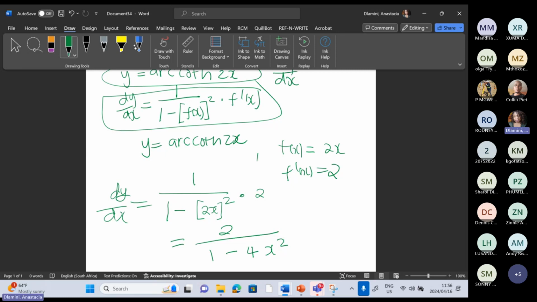Okay, before we go to example 3, do you have time to go to example 3? I want us to start with parametric, then we go back to examples. Is that okay? It's okay, ma'am. Thank you.